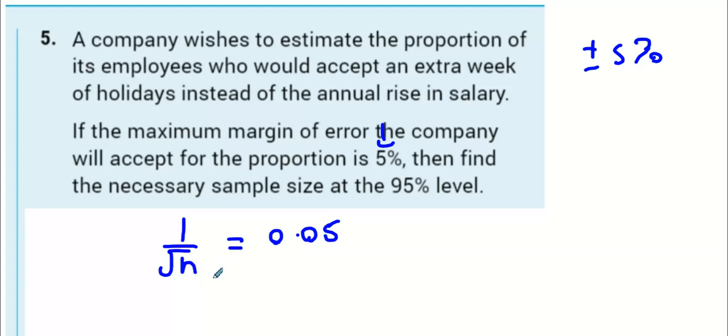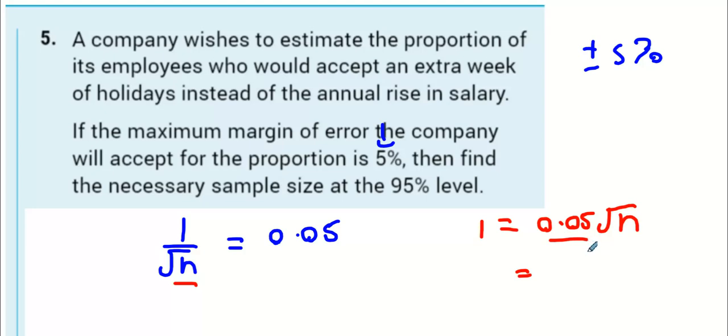Did everyone see that? So root n is division on the right. Sorry, it's division on the left. What happens when it moves up to the right? It becomes multiply. Would everybody be happy with that as a first move? Yeah? Next one.